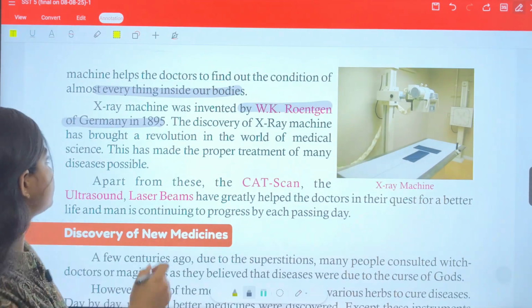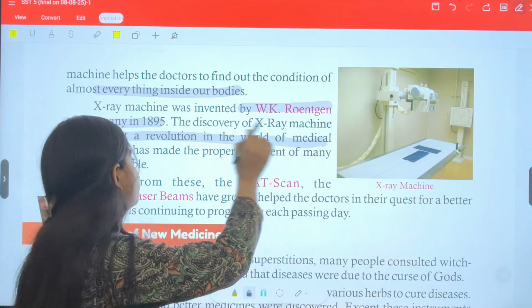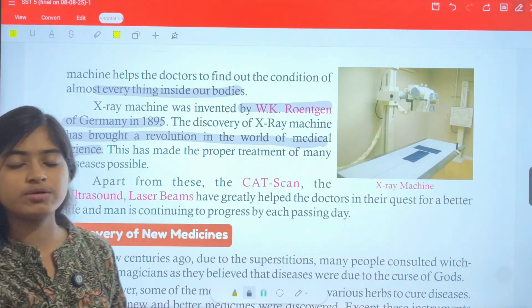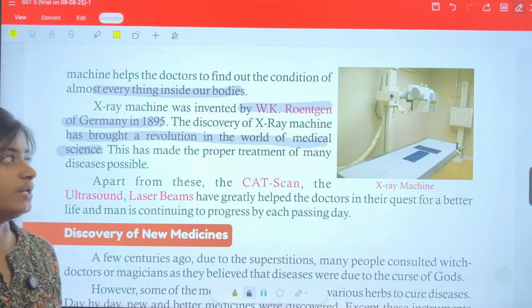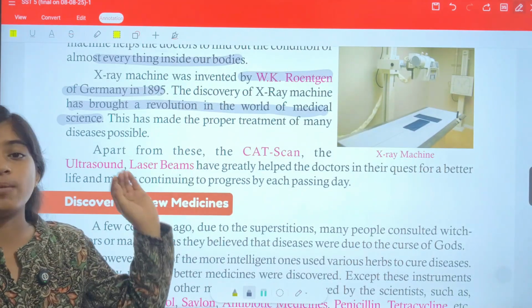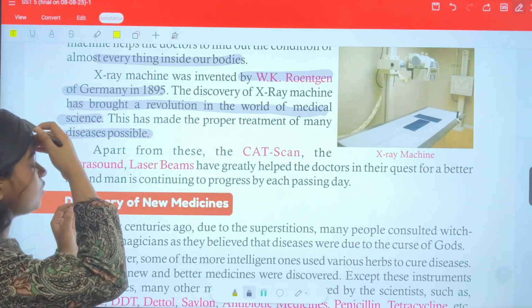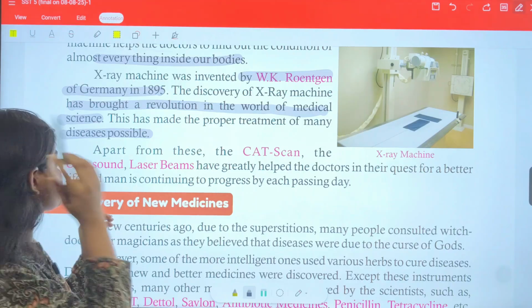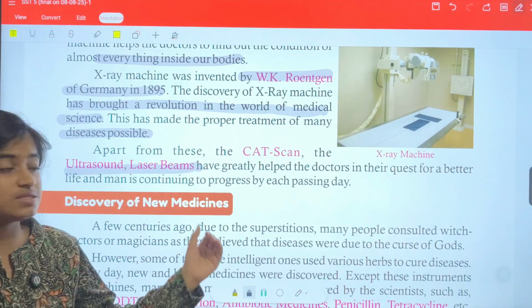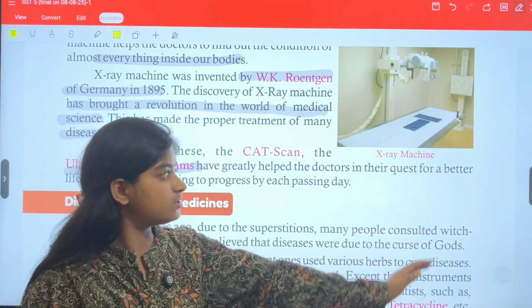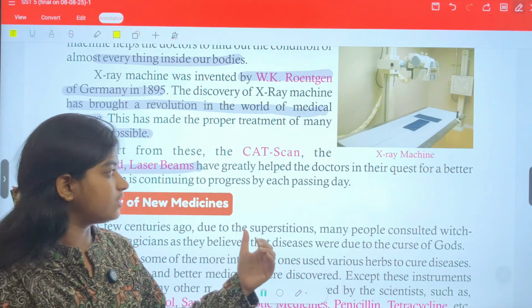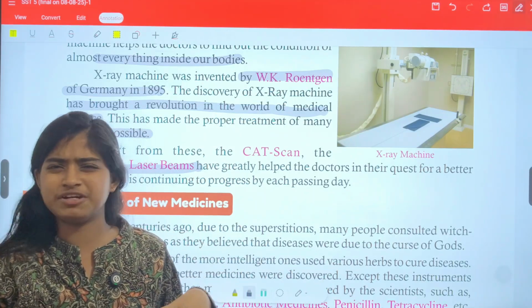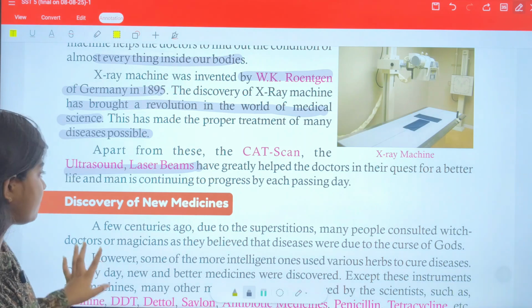The discovery of the X-ray machine has brought a revolution to the world of medical science, because it opened the mystery of many things. This has made the proper treatment of many diseases possible. Apart from these, the CAT scan, the ultrasound, and laser beams have greatly helped doctors in their quest for a better life, and man continues to progress with each passing day. Definitely we are progressing each passing day.